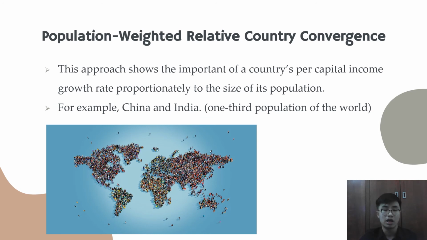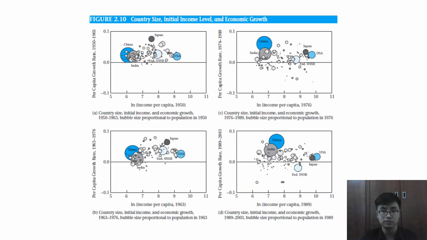Population-weighted relative country convergence shows the importance of a country's per capita income growth rate proportionally to the size of its population. In these four figures, the data are broken out into four time periods.